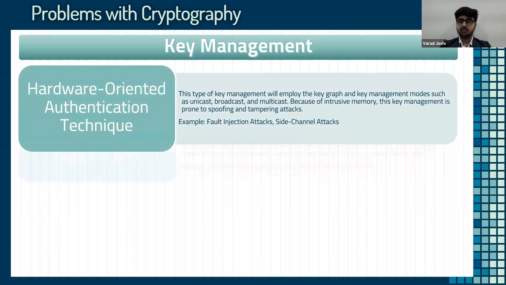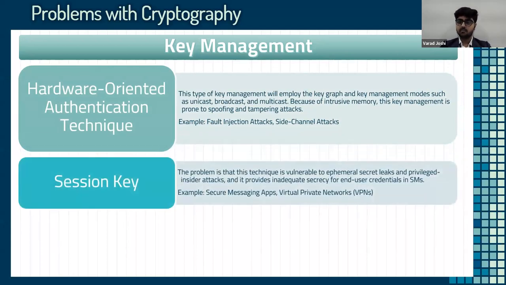Now, if we talk about the second, it is session key cryptography. This problem is generally seen while using a VPN or secured message apps. For example, if you want to send a message to a particular user, but because of so many keys on a particular server, the session might transfer to some other person, like the old cross connections, in which we convey some message to one person, but some other person receives it. Just like that, the secure message app works.